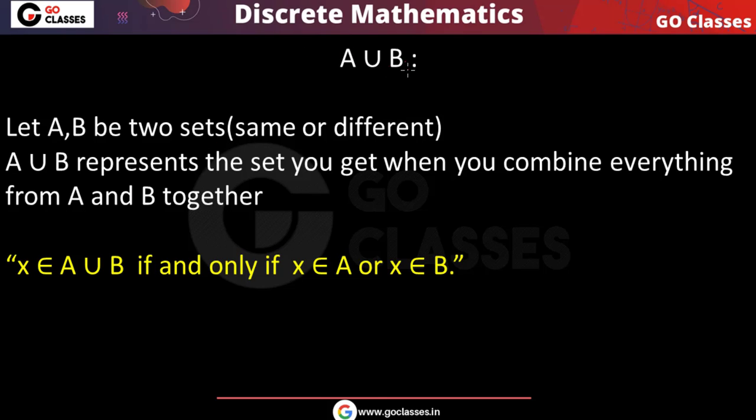If you have two sets A, B, let's assume these are two sets. They can be same or different. Then what is their union? Their union is also a set. This represents the set that you get when you combine everything from A, B together. So every element of A, every element of B you take, that is your union of two sets.